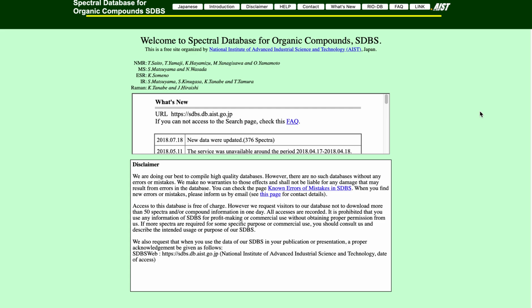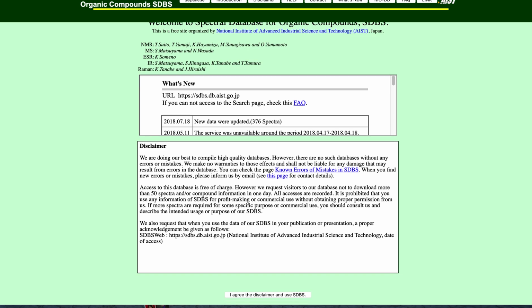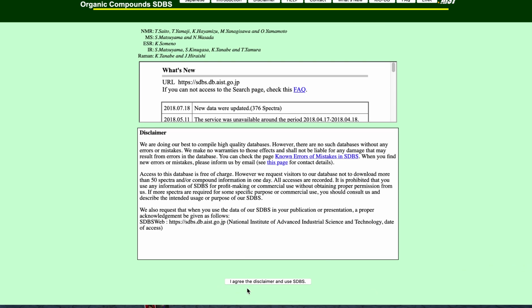It's maintained by the Industrial Science and Technology Associate National Institute in Japan, free to use. They ask that you print out no more than 35 or 50 structures a day. I've been using this for years. It's not exhaustive. You're not going to find every compound under the sun, but every time you go there, you simply click down here, I agree, and you can enter the database.